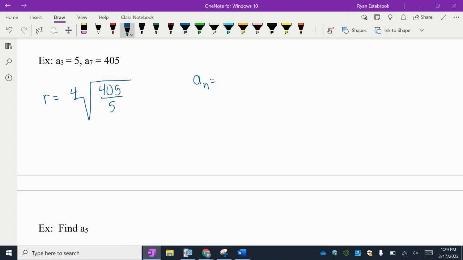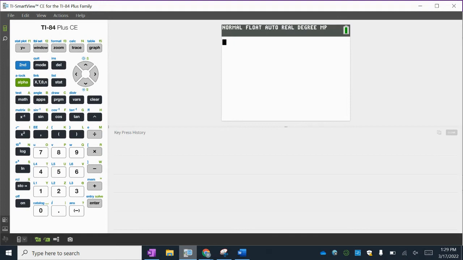I could put that in my calculator all in one step, or I could take 405 divided by 5 first, and I believe that's 81. And then I need to take the fourth root of 81. On my calculator, there's a couple of ways I can make that happen.